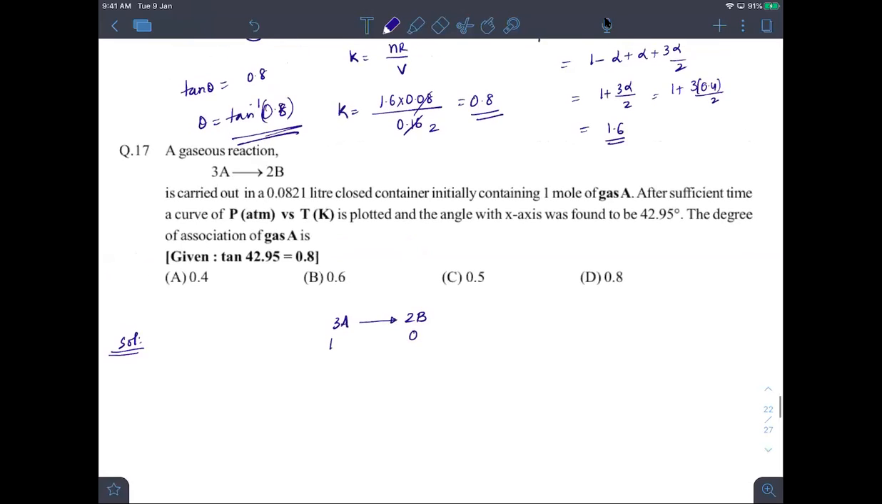0.6? 0.6, I guess so. Check. I think it should be 0.6 only. Just check the answer. This is question number 70. Yeah, 0.6.